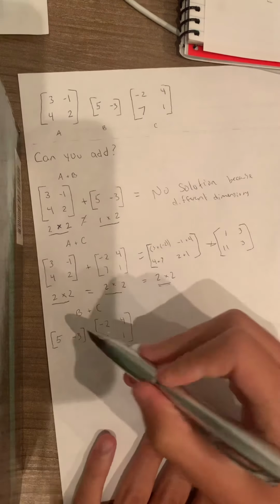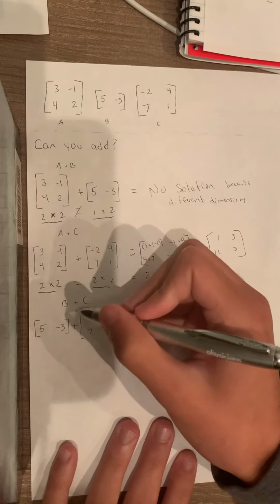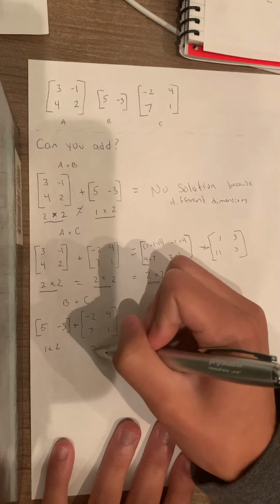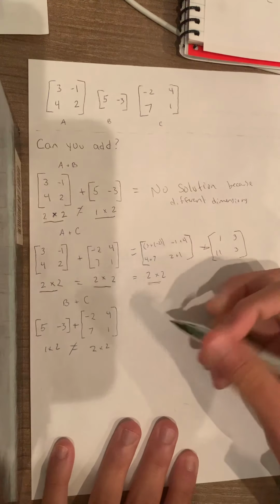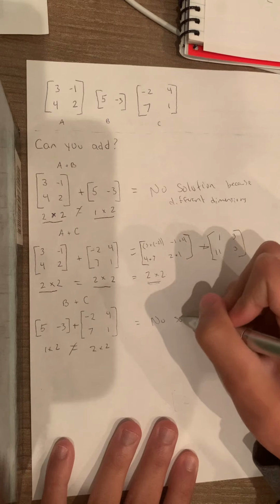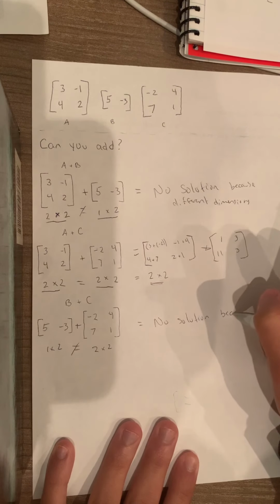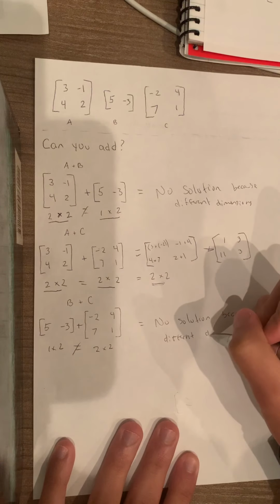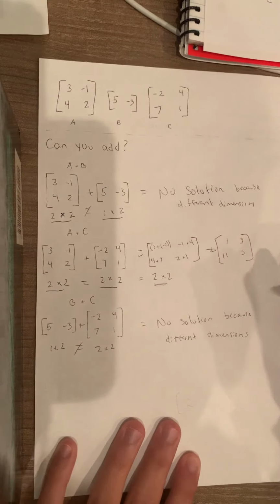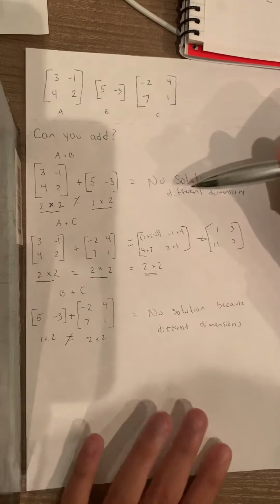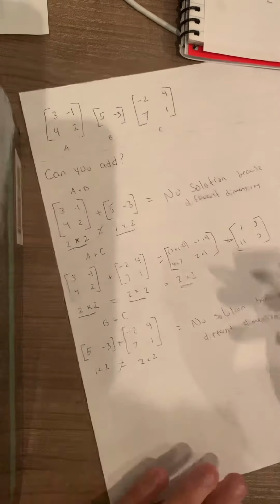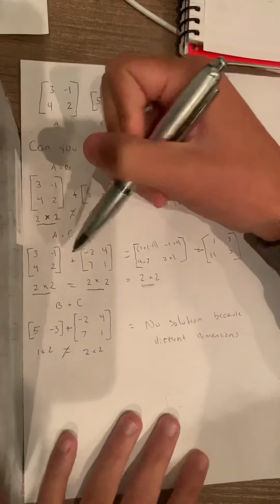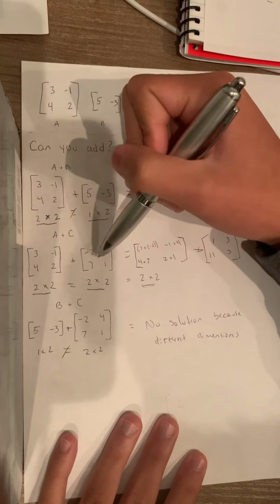Now, final combination, B plus C. We already know the dimensions of B and C. B is a 1 by 2 matrix and C is a 2 by 2 matrix. Since the dimensions do not equal each other, there will be no solution because of the different dimensions. So from these examples, we can make a generalization for a rule that you cannot add two matrices unless the dimensions of each matrix are the same.